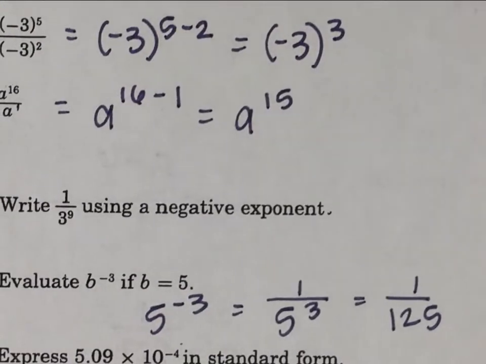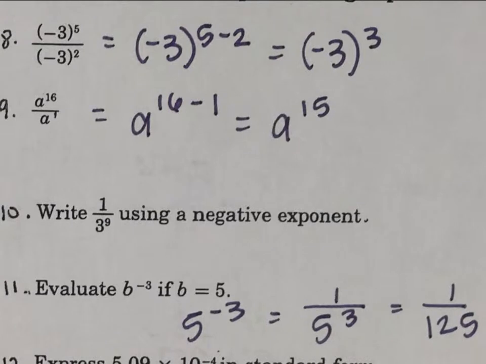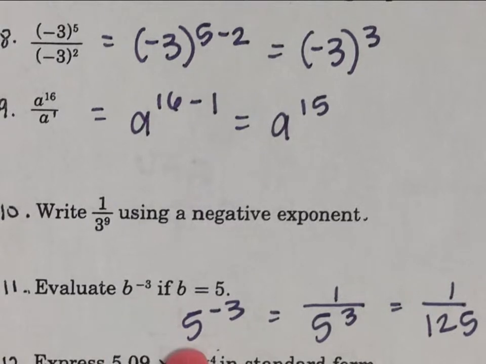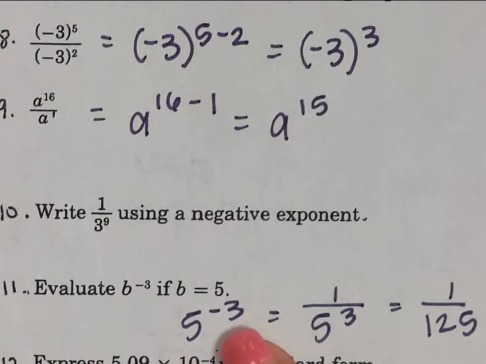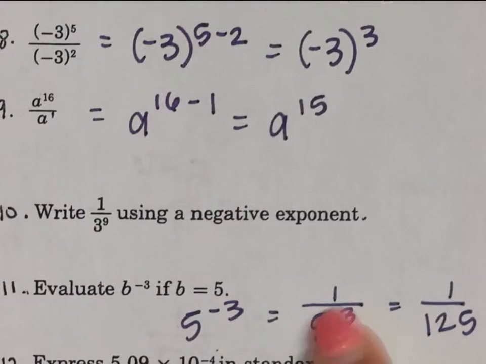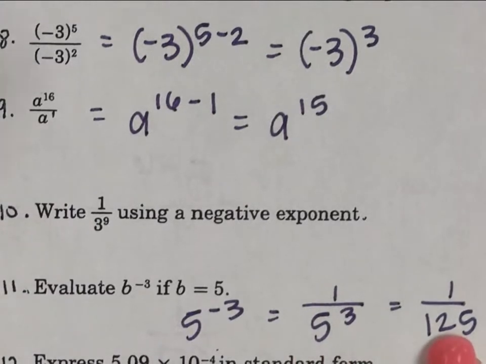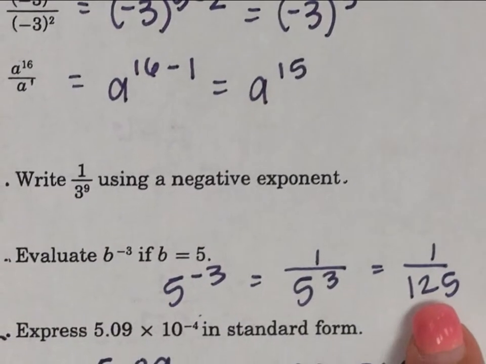Number 11, you're evaluating. So again, this is where I should have a number, not something to an exponent. So if I've got b to the negative 3rd and b is 5, that means I've got 5 to the negative 3rd power. But I don't want negative exponents, so I need to change that to have a positive. So I can put 1 over it, 1 over 5 to the 3rd. If you're evaluating, you're not leaving that in exponential form. You want to go ahead and do 5 to the 3rd. So that should be 1 over 125.